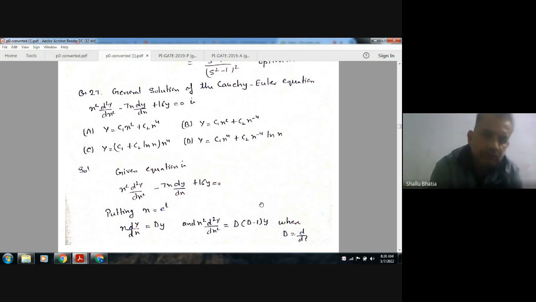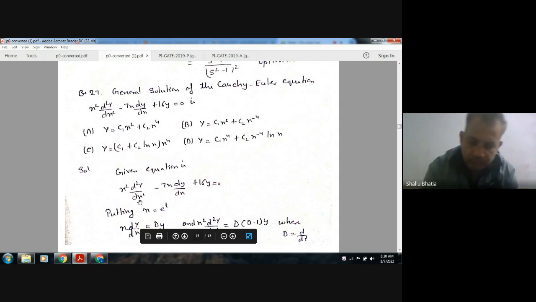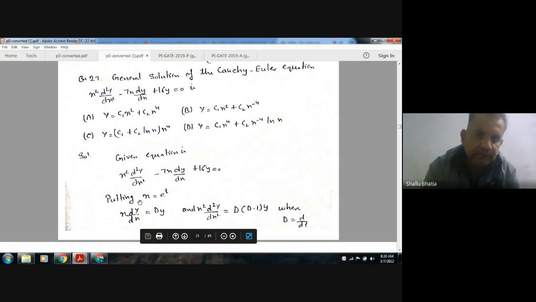Okay, so this is the Cauchy-Euler equation, because here is x, here is x, and here is y. So this can be solved by taking a substitution. We substitute x is equal to e^t, so x dy/dx becomes Dy, and x square d square y/dx square becomes D(D minus 1)y, where D is your d/dt.